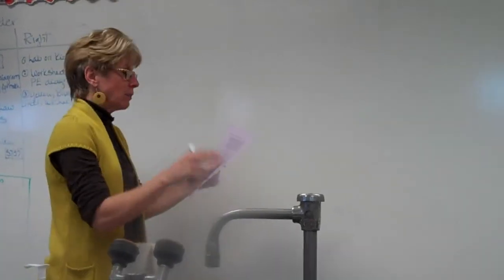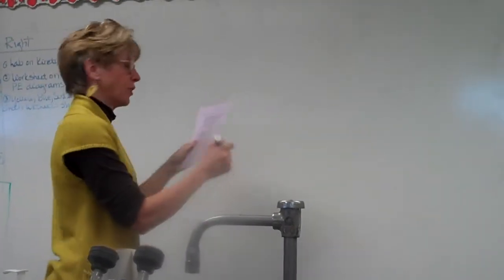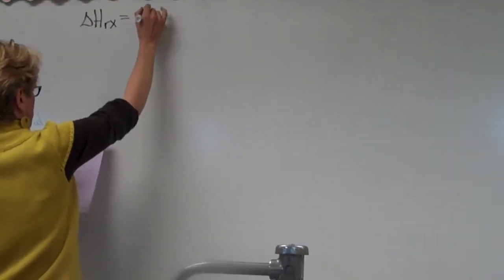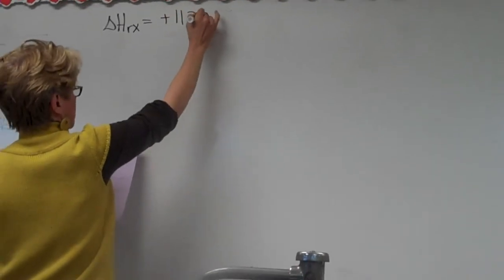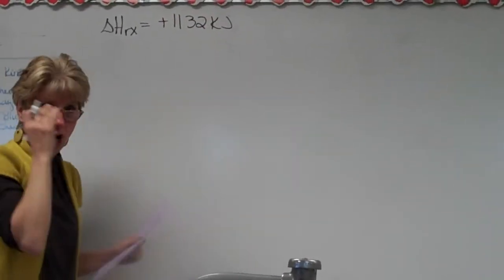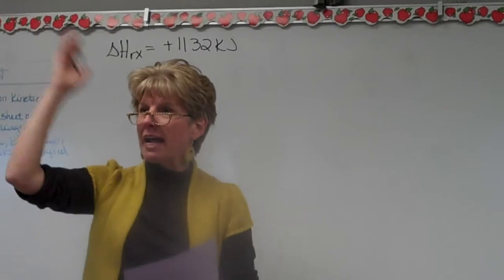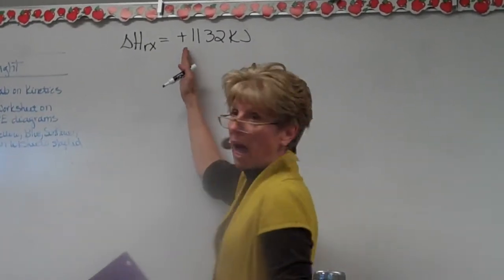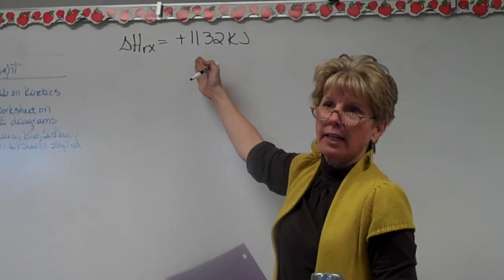Okay, everyone take a look at number 5 on your homework. First of all, you calculated delta H of reaction, which was positive 1132 kilojoules. Okay, that's products minus reactants. That's pretty easy, right? What does it mean if it's positive, endo or exo?